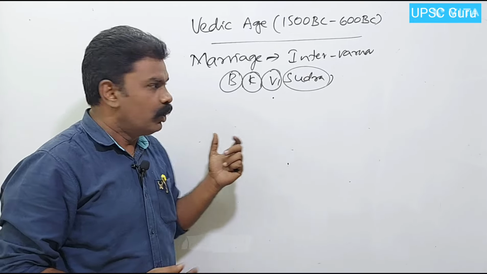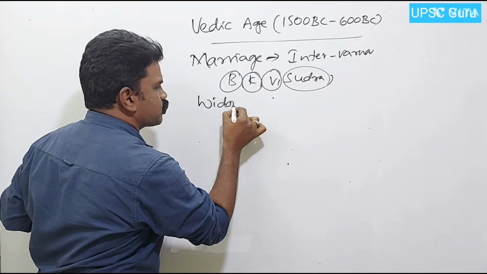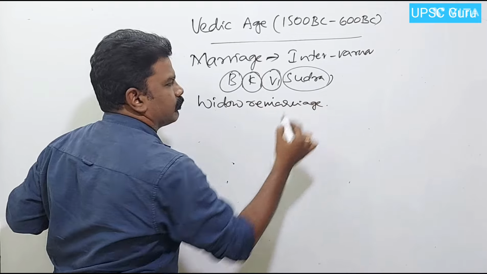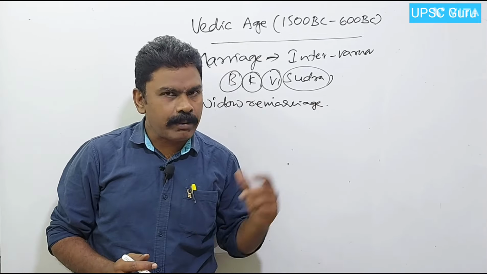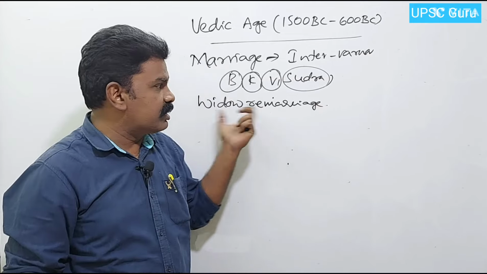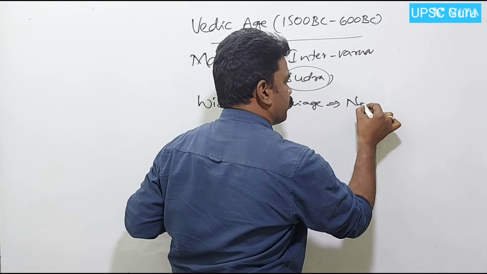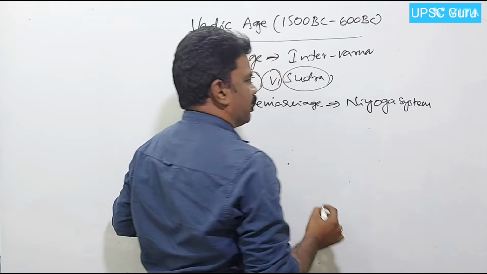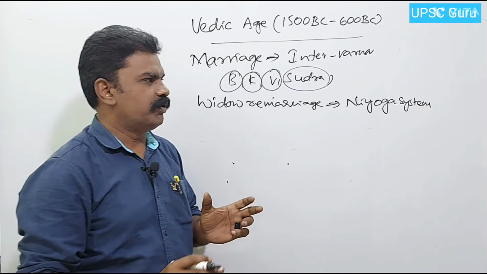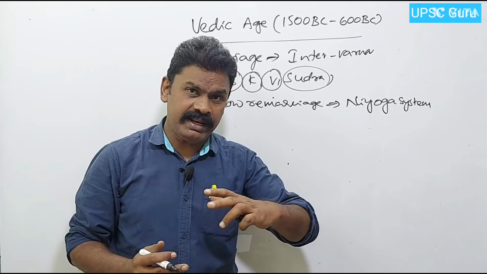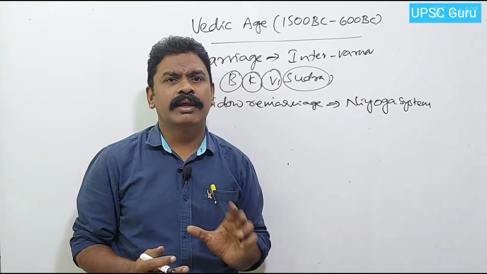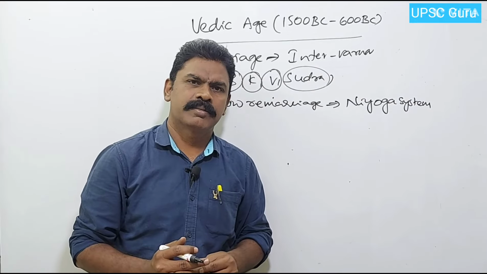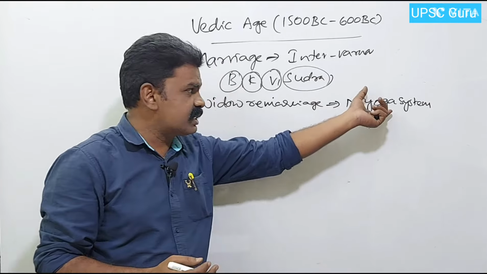During this period, widows were also accepted to get married. Widow remarriage was there, but not much common. In some conditions, like the Niyoga system, if a woman lost her husband without issue, she could marry one of the males of that family for the purpose of getting children, that is a successor. That was called the Niyoga system.